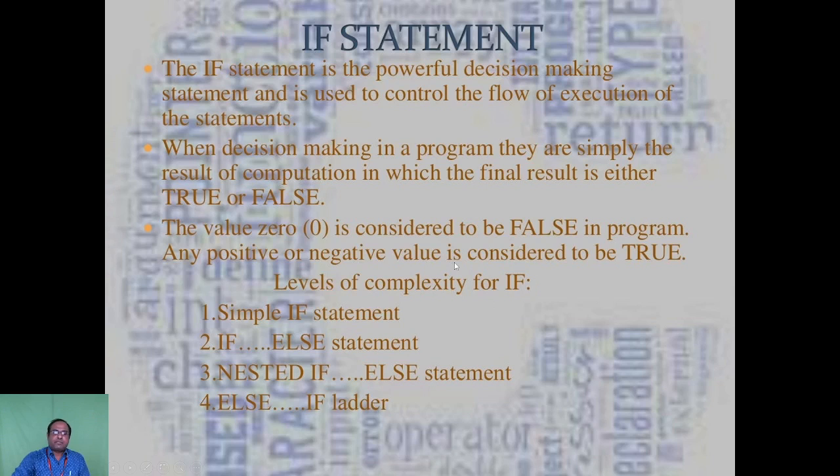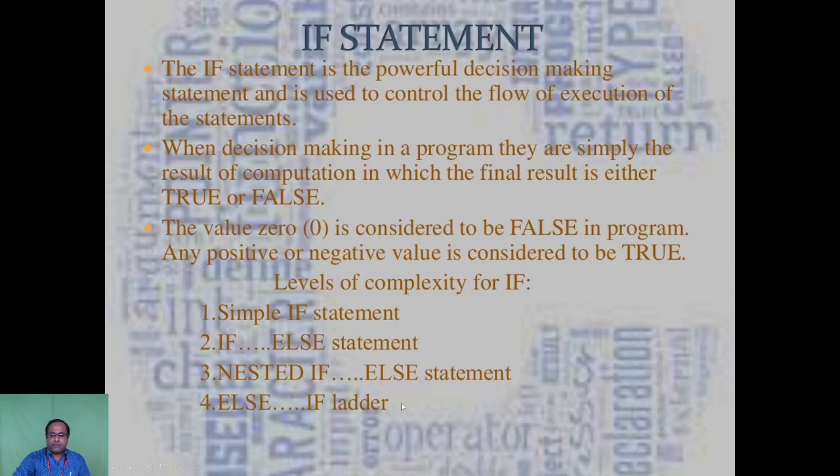Now we are going to see each statement, starting with the if statement. In branching statements there are four types of if statement: a simple if statement, an if else statement, a nested if else statement, and the last one, an else if ladder statement. The if statement is a powerful statement. When you use it, it gives the result for the true condition as well as the false condition.